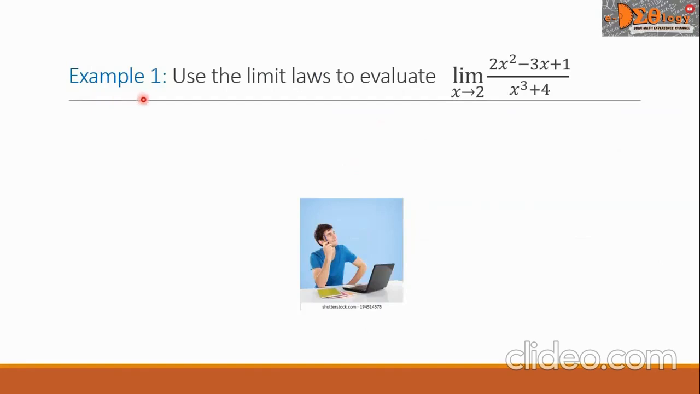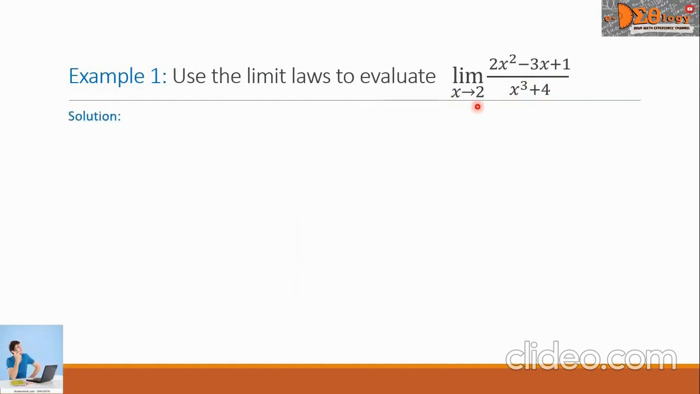Let us see this example 1. Use the limit laws to evaluate the limit of this rational function: 2x squared minus 3x plus 1 all over x cubed plus 4 as x approaches 2.